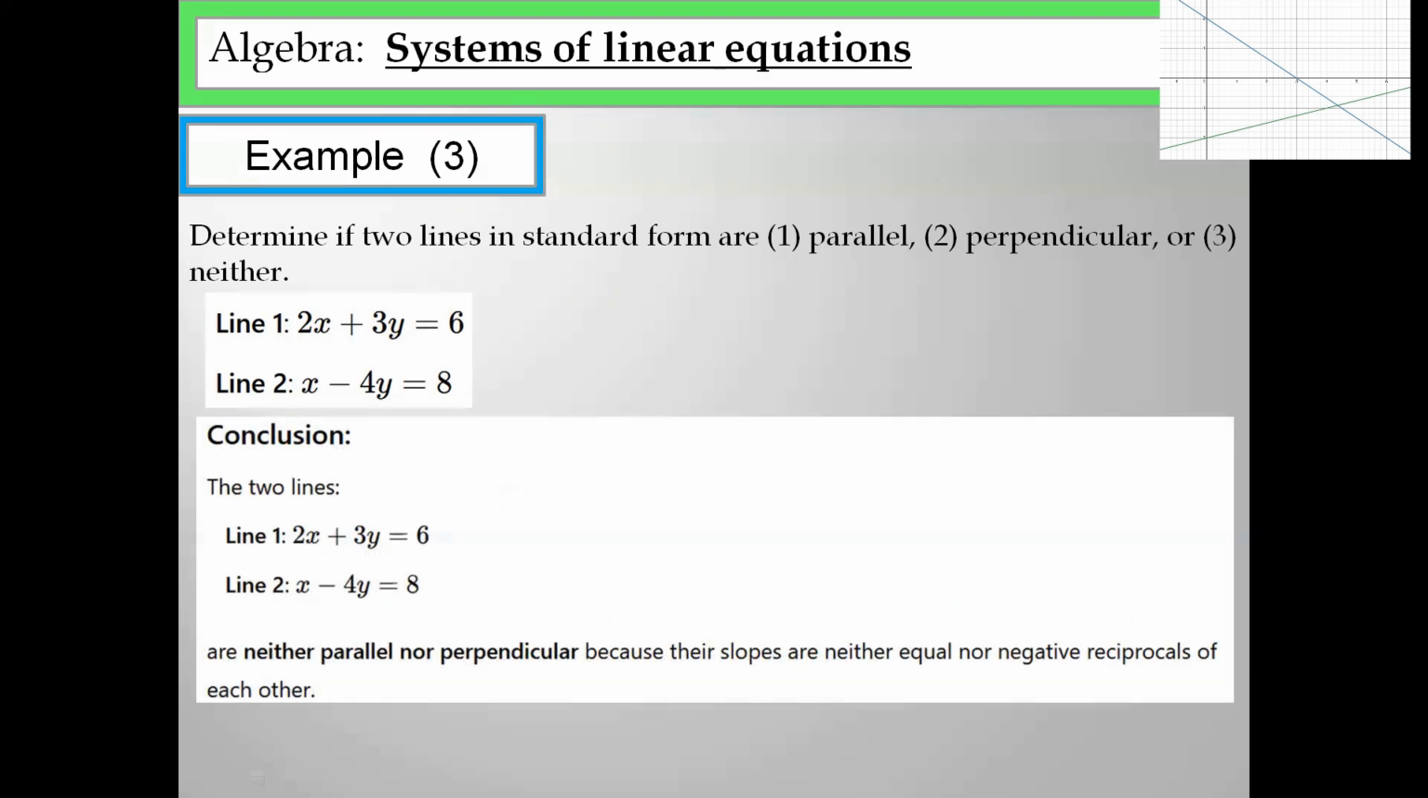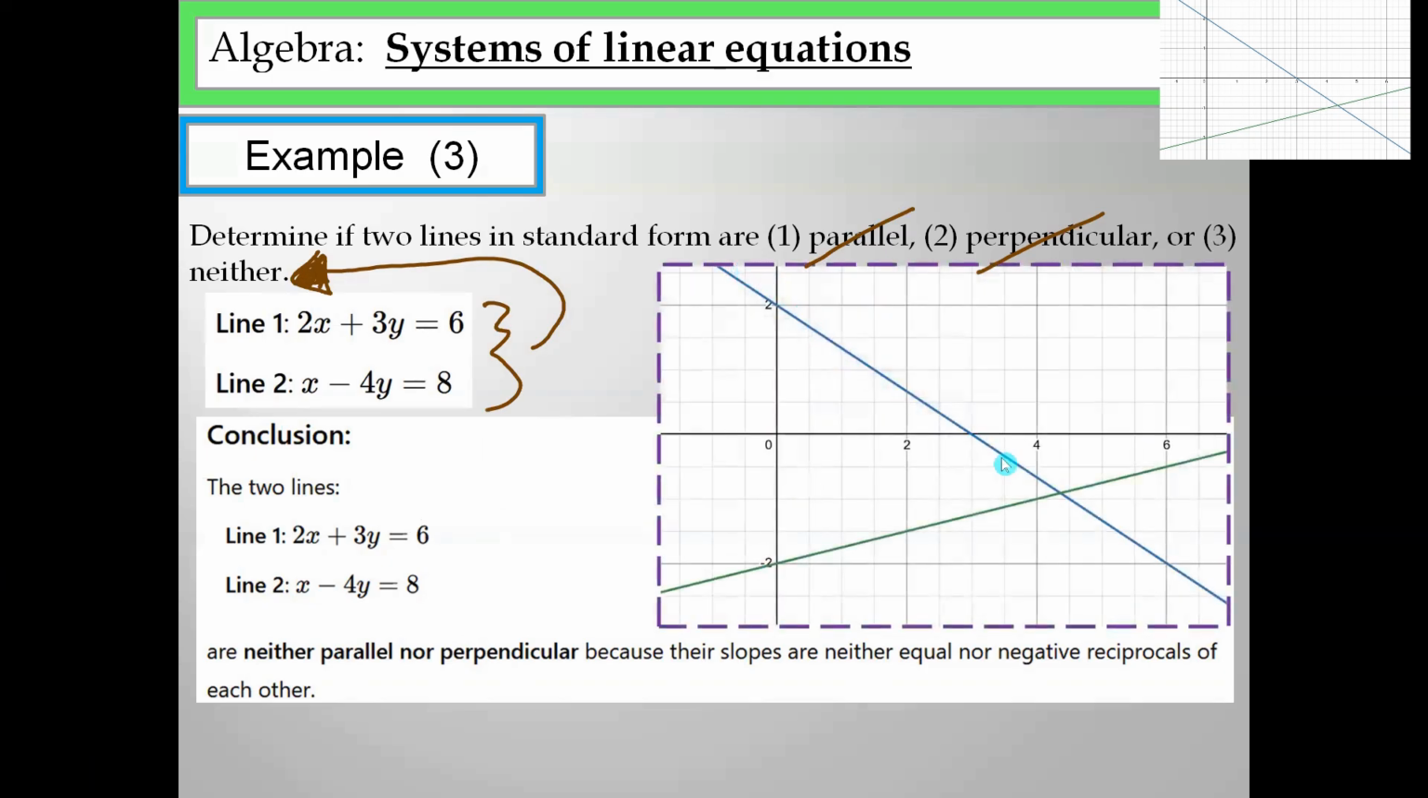So in conclusion, these two equations are neither parallel nor perpendicular because their slopes are not equal to each other, nor are they negative reciprocals of each other. So in this case, this is a neither case. So both of the graphs are neither parallel nor perpendicular. What ends up happening is that we have just two lines that intersect each other at a given point, but not at a 90-degree angle. And that's it.